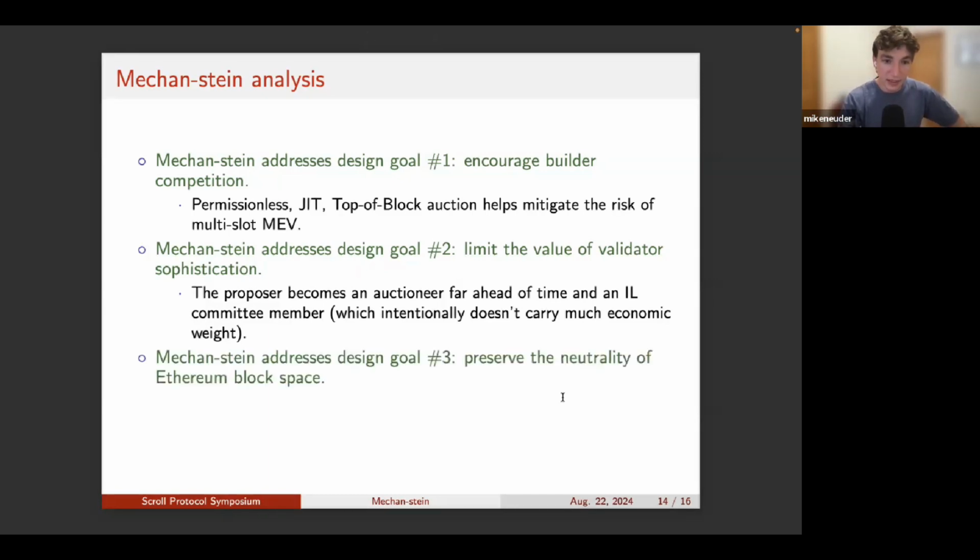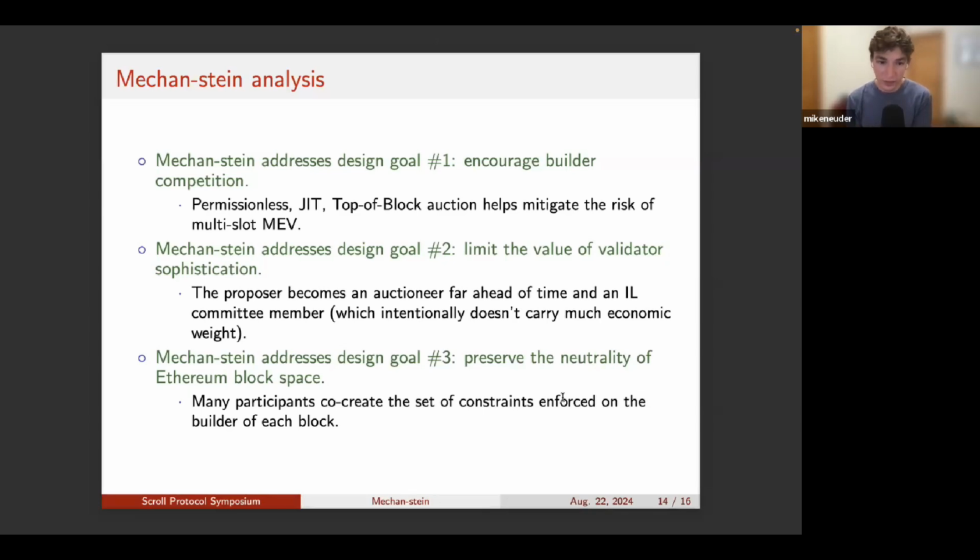And lastly, preserving the neutrality of Ethereum block space. This is exactly downstream of Fossil, where many participants co-create a set of constraints enforced on the builder. So again, circling back, hammering home that point: arbitrary exclusion is no longer an option for builders.